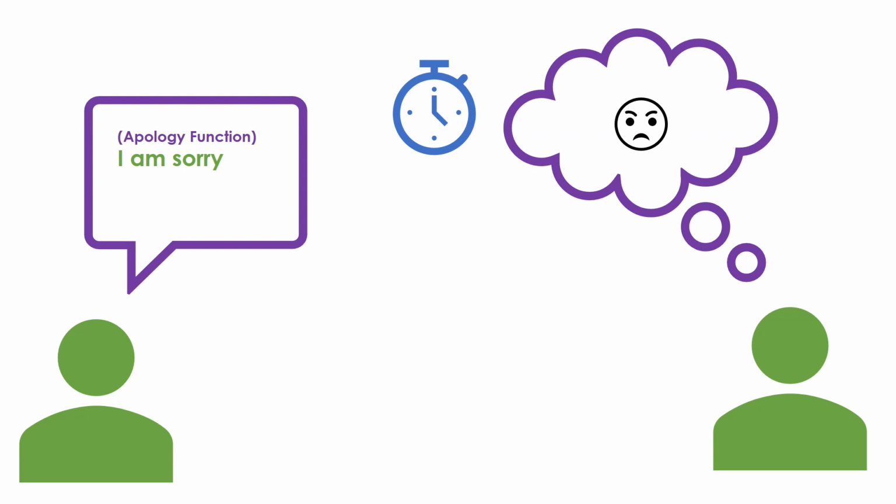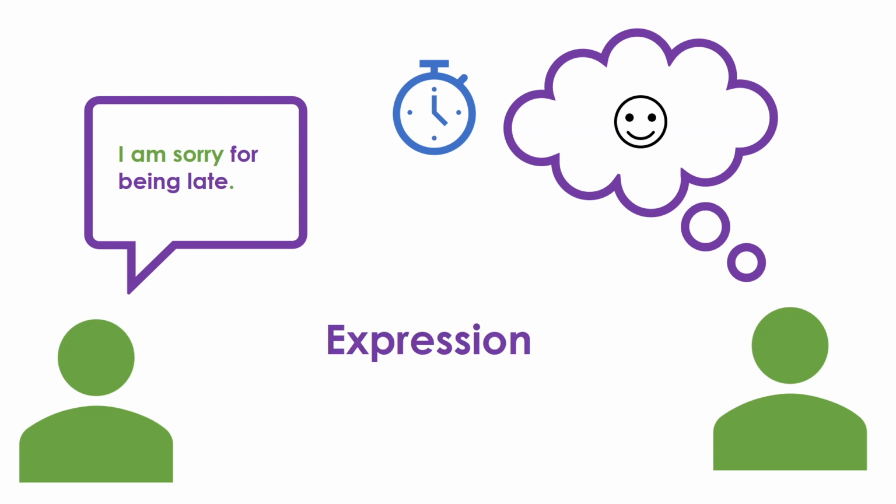The speaker starts off by saying, "I am sorry." This is an apology function. "For being late" is the notion, or what the speaker is apologizing for. The sentence, "I am sorry for being late," is the expression.